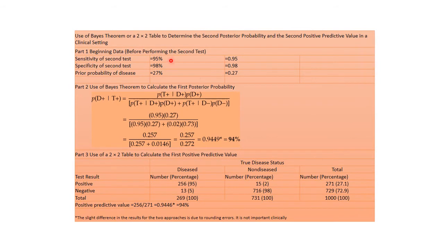Again, looking at this test, here we have PTH levels with a 95% sensitivity, 98% specificity, and then that 27% prior probability. Now incorporating all of this in, we can see that it's much more likely that if the patient has both of these positive tests, he has hyperparathyroidism. It's almost near certain at this point.